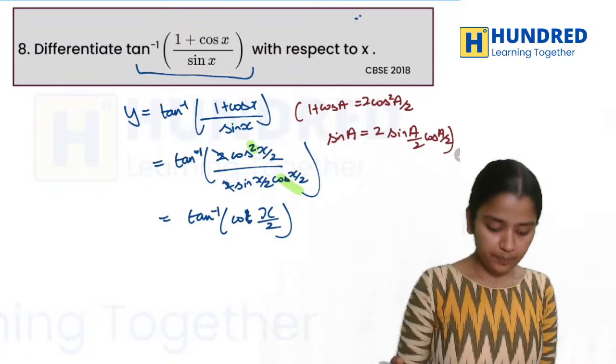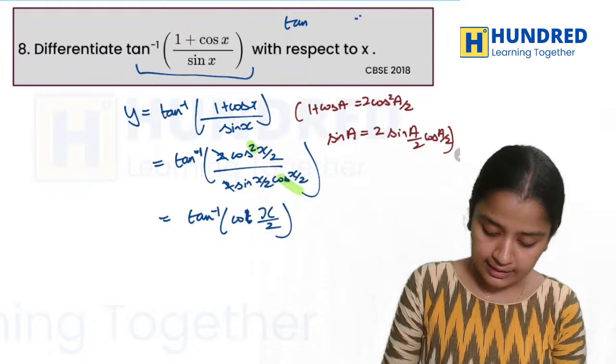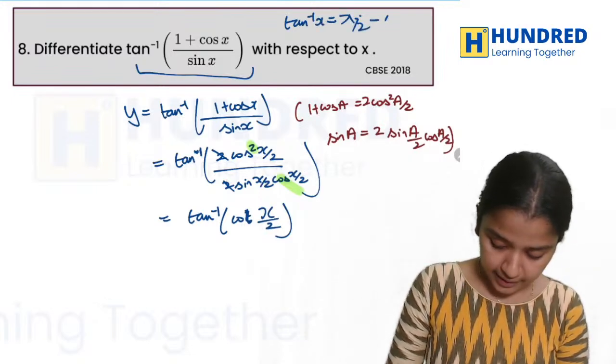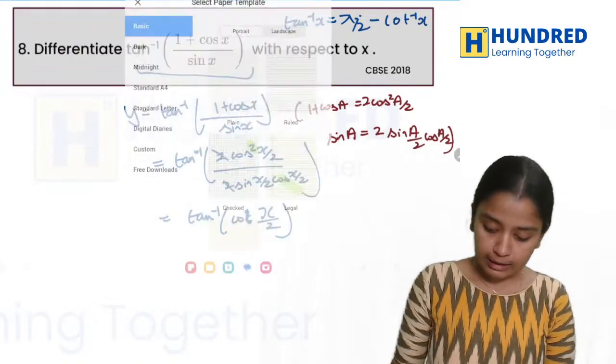Okay, now இப்போ நான் என்ன பண்ணிக்கலாம்? I can change it. Okay வா? So basically tan inverse of x வந்து நான் எப்படி எழுதிக்கலாம்னா pi by 2 minus cot inverse of x. இந்த மாதிரி I can write it down. Okay, so அதை வச்சு தான் நான் பண்ண போறேன்.